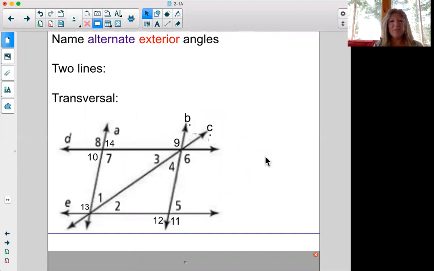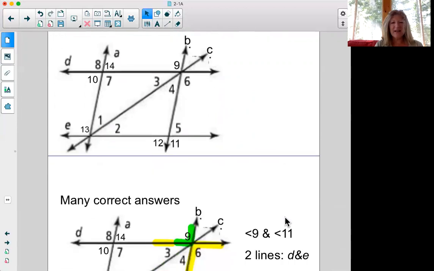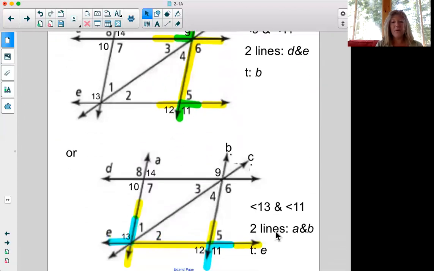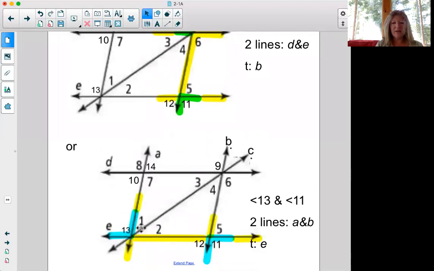Find alternate exterior angles and then press play. There are lots of correct answers. And here is an example. You could have said 9 and 11. They're exterior to lines D and E and transversal B. Or you could have said angles 13 and 11. They are exterior to lines A and B and transversal E.